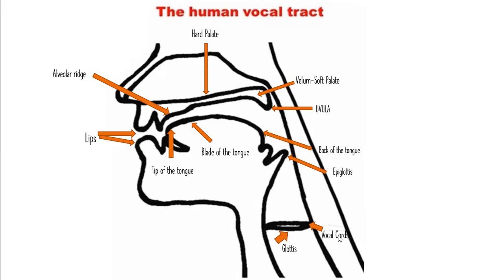The vocal cords, these are elastic tissues placed in the larynx. They are joined at the front of the larynx at the level of the Adam's apple, which we can see right here. They are capable of moving horizontally.